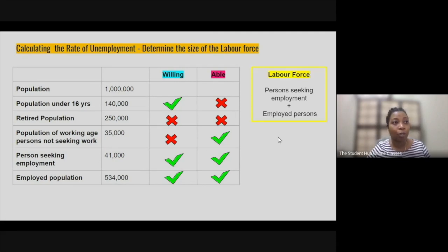So we can add those 2 together: 41,000 plus 534,000. And we see we have a labor force of 575,000 in this particular 1 million population. We need that in order to calculate the rate of unemployment. The formula for the unemployment rate is the number of persons unemployed divided by the total labor force. That's why calculating the total labor force is so critical.